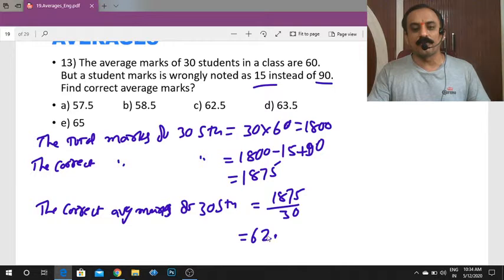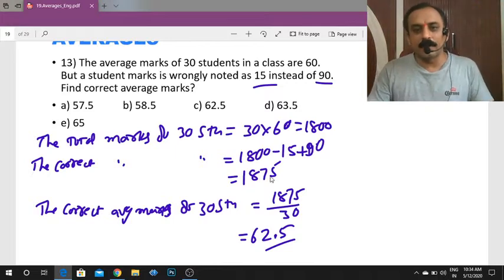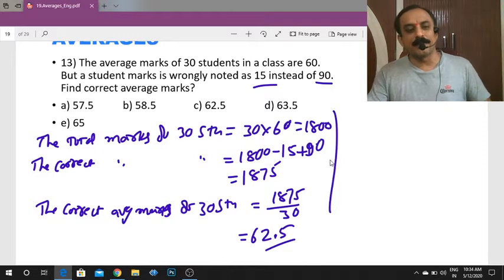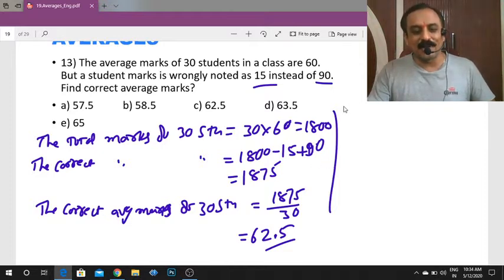Write the decimal after 15, write 50. So 3 fives are 15, giving 62.5. This is one method, and one simple shortcut method is there. In less than 10 seconds you can find the answer. What's the method?